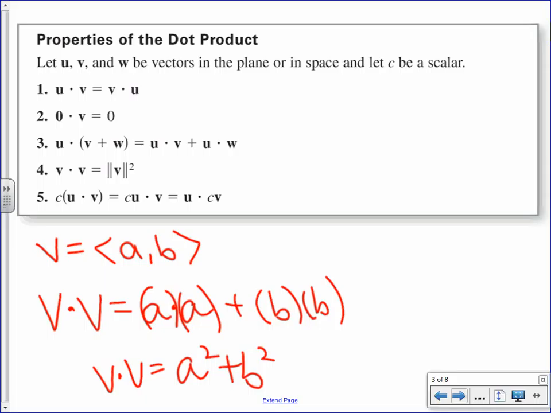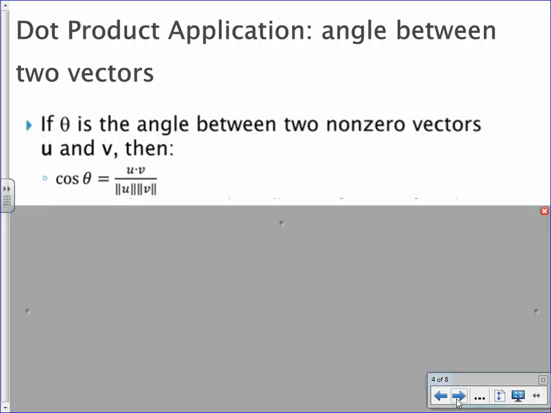But what's the point of the dot product? The dot product gives us a number, woohoo, right? What can we do with that number? The first thing that we can do with the dot product is find the angle between two non-zero vectors. So go ahead and write this formula down right here. This is going to help us find the angle between vectors.